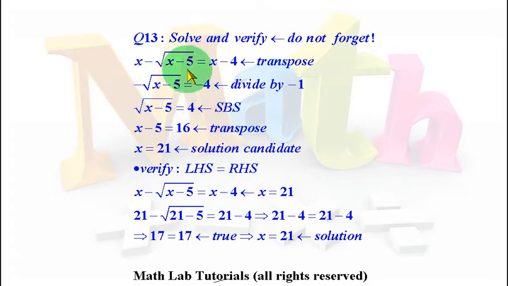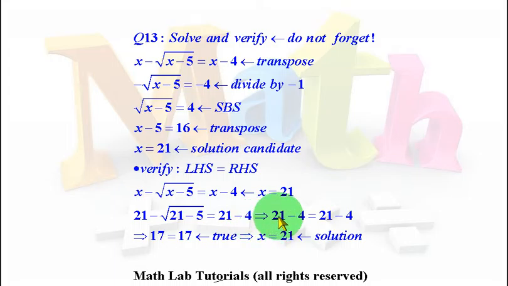So we copy-paste the original equation. There it is right there. And we get our solution candidate, which is x equals 21. We substitute into both sides. On the left, we get 21 minus square root 21 minus 5. On the right, we get 21 minus 4.